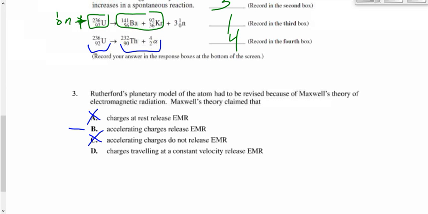Right, Max? Charges traveling at a constant velocity release EMR. No, he said they produce an electric field. They also produce a magnetic field, but not a changing electric and magnetic field. And we need changing electric and magnetic fields. So it would be accelerating charges generate EMR. What kind of acceleration do these electrons experience as they go around the circle? Centripetal, because it's an acceleration toward the center of the circle.